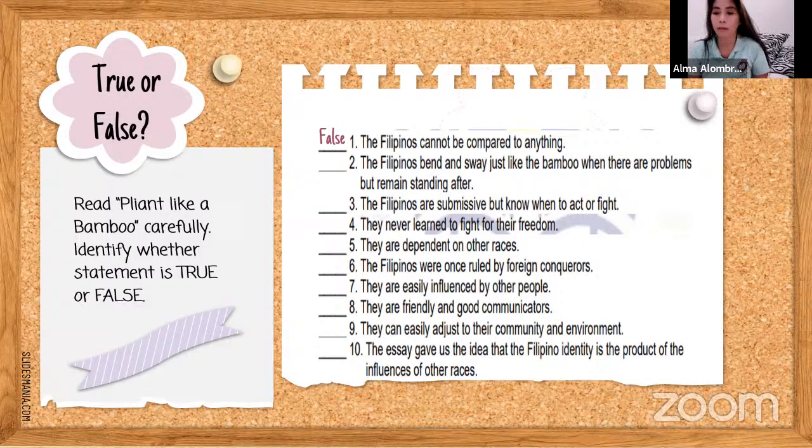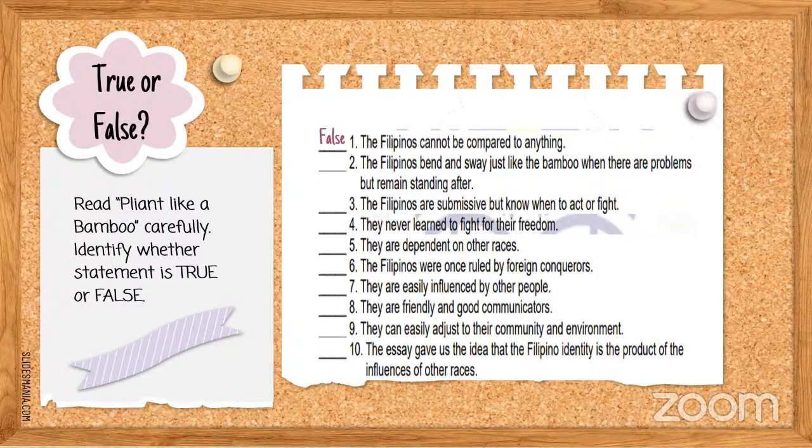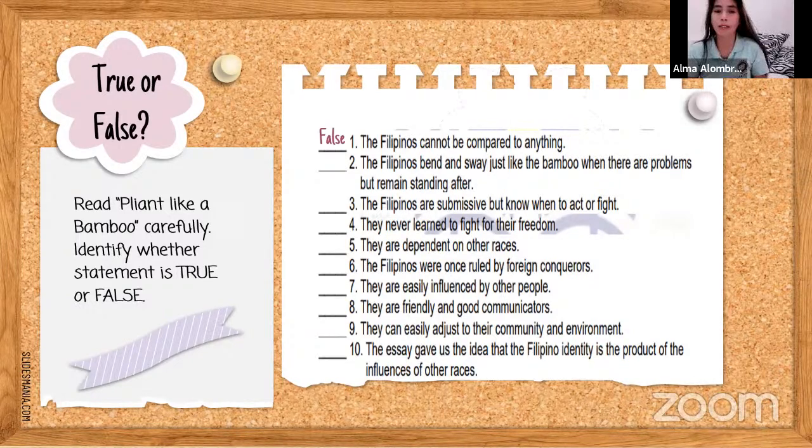Eric. The Filipinos bend and sway just like the bamboo when there are problems but remain standing after. True po. Okay, the correct answer is true. Like Malyari said, Filipinos are like the bamboo tree, and the characteristic of a bamboo is that it sways wherever the wind blows. Number 3, let's do this quickly.